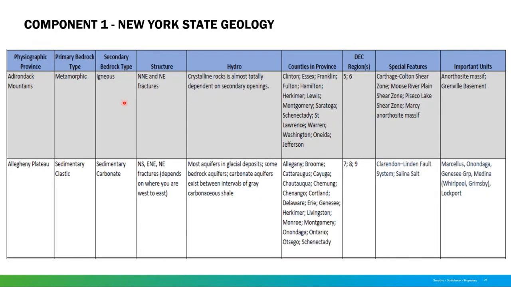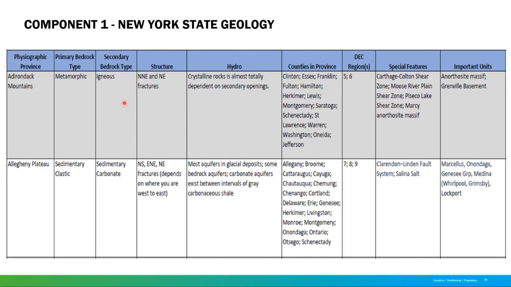The first component, in terms of New York State geology, includes a summary table. These are broken out by physiographic province. We thought that was a good way to group things. Similarly, we have primary and secondary bedrock types for you to get an overview of what kind of rock you'll likely be seeing here, important structural trends or features, and hydrogeological features in the area. If a shear zone or a special fault is really important to this physiographic province, we want you to have that name right off the bat, and important units within those physiographic provinces, be they based on just rock type or actual named formations or groups.